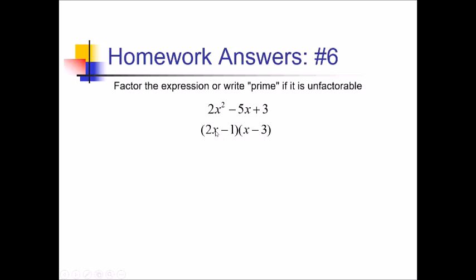Let me multiply out my outers and inners and see if I get negative 5x in the middle. 2x times negative 3, that's negative 6x. Negative 1 times x is negative x, and that adds up to negative 7x, not negative 5x. So I've got to try a different combination. The only thing I can really switch up here is I could switch where the 1 and the 3 are. That's the only other possibility, assuming both of these things are negative.